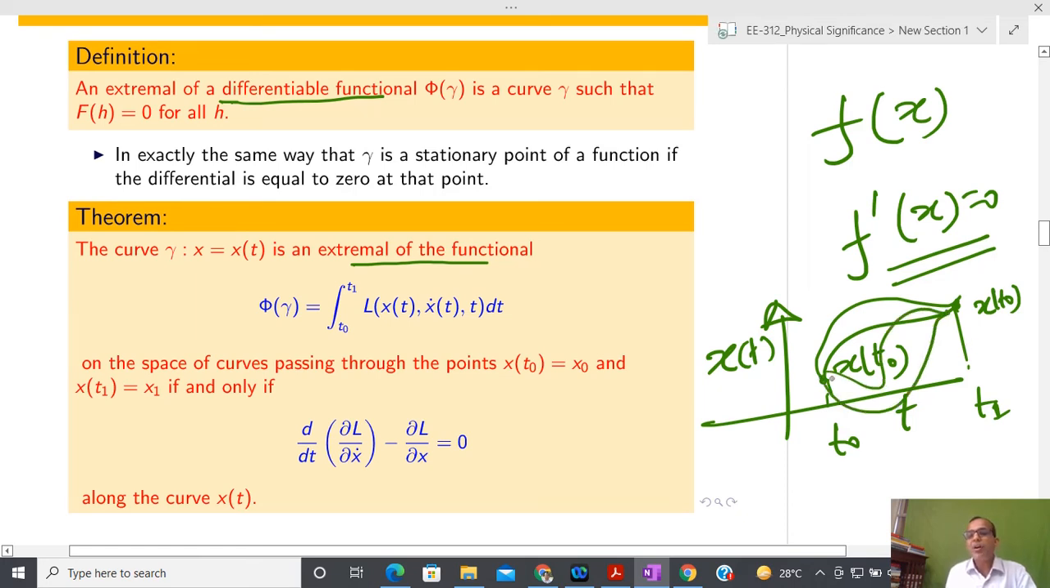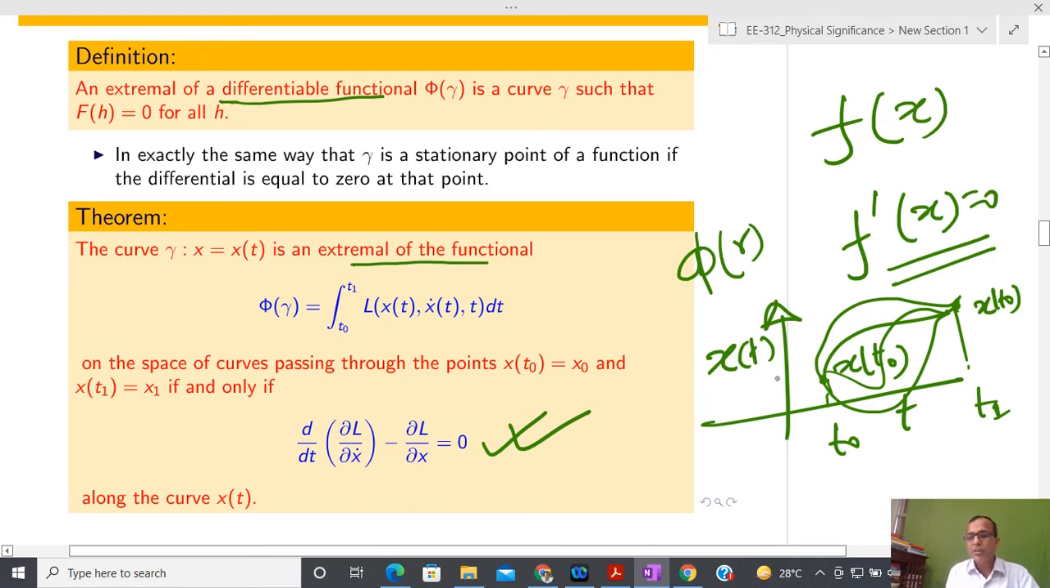Okay, now out of all these curves I am going to find the extremal curve. It is possible to show that whenever the extremal curve comes into the picture, it will satisfy this relation. Curve means I have some kind of functional phi associated with this curve, and the functional here, you can see, is a function of x, x dot and t.